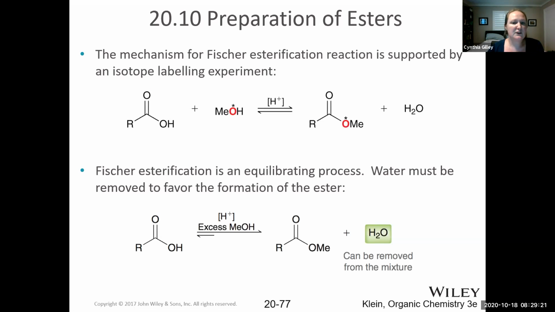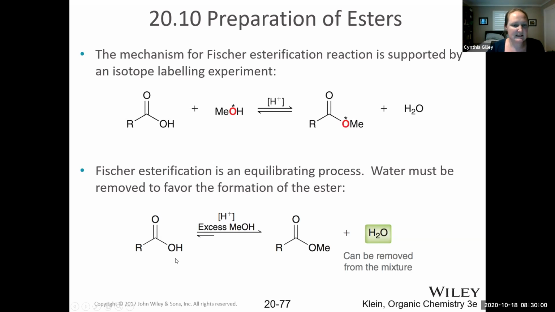The mechanism for the Fischer esterification reaction is supported by an isotope labeling experiment. Specifically, when they used isotopically labeled methanol, where the oxygen is labeled, they found that the oxygen is conserved in the product, and it's specifically the oxygen attached to the methyl group. That's significant because now we know that we lose the other oxygen to form water, and not the oxygen attached to the methyl group. So that helps support the mechanism that we draw for this reaction.